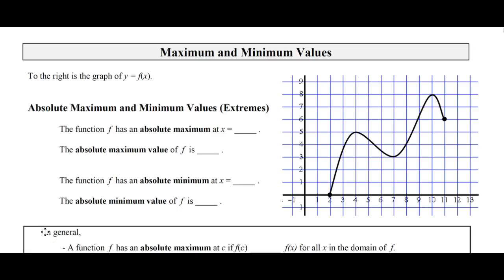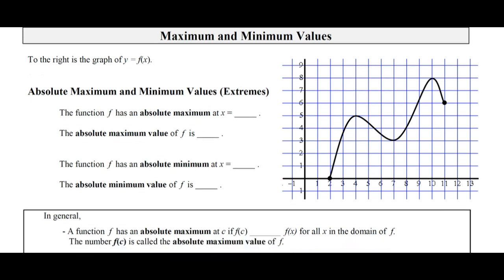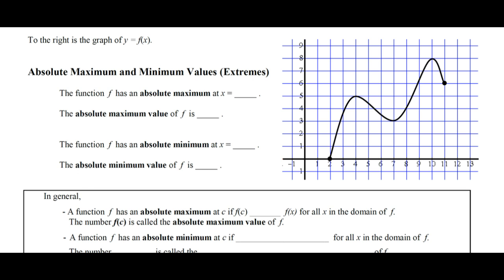Maximum and minimum values. So to the right is the graph of y equals f of x. Take my word for it, it's not even labeled. Absolute maximum and minimum values, or the extremes. The function f has an absolute maximum at x equals 10. So when x is 10, we have an absolute maximum value, and that absolute maximum value is 8.